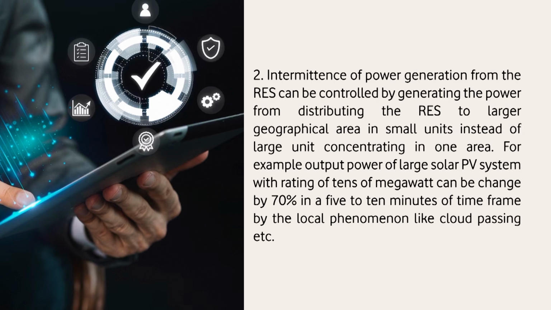Second, the intermittency of power generation from renewable energy sources can be controlled by gathering power from distributed renewable energy sources over a larger geographical area in small units instead of large units concentrated in one area. For example, the output power of a large solar PV system with a rating of tens of megawatts can change by 70% in a 5 to 10 minute time frame due to local phenomena like cloud passing. Therefore, a large number of small solar PV systems should be installed over a larger geographical area. The fluctuation of total output power can be minimized because a local problem can affect only small unit power, not the total output power.